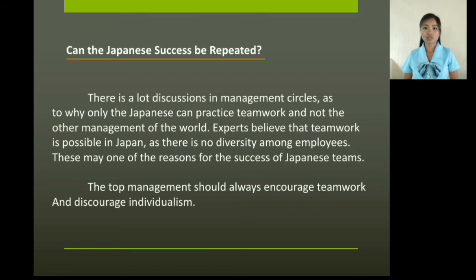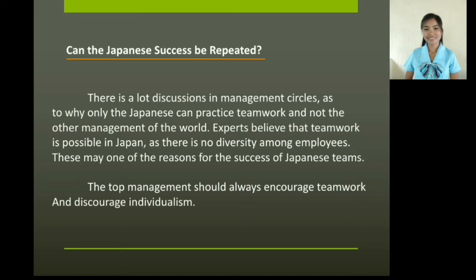The world is diverse, and maybe even if we are diverse, we could still be as successful as Japanese teams if we just work together. If we just pull together our strengths and not work on our weaknesses, we could be as successful as Japanese teams. Maybe.